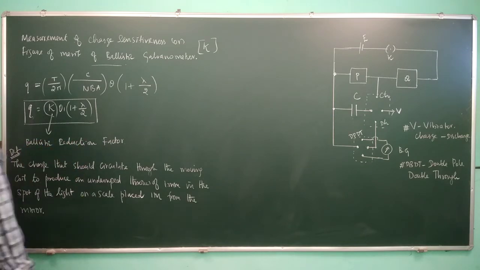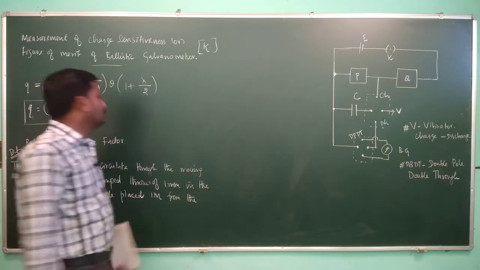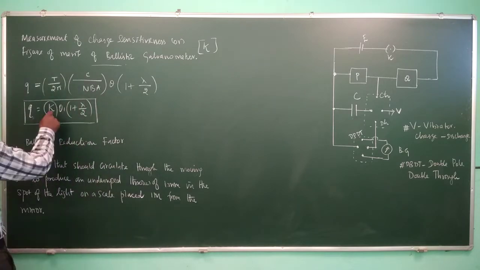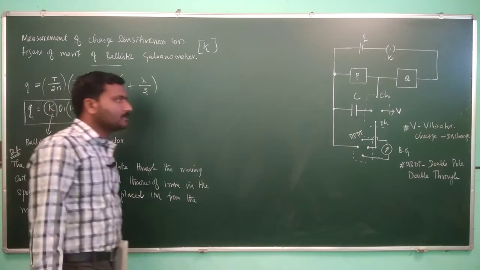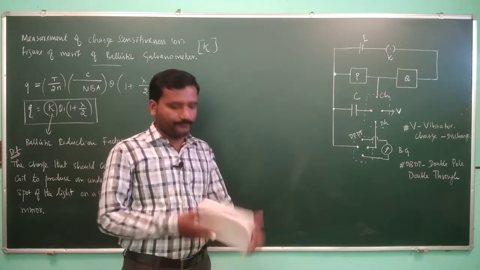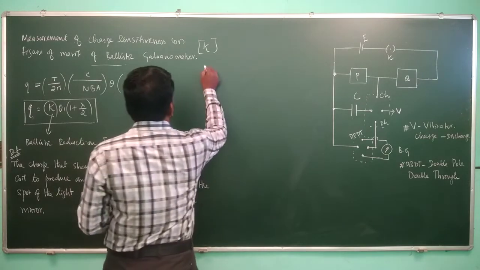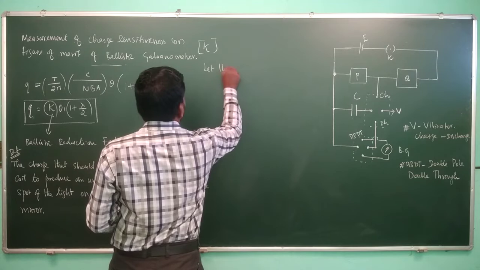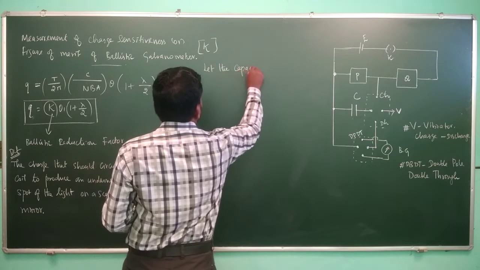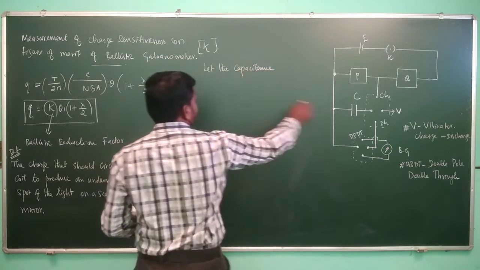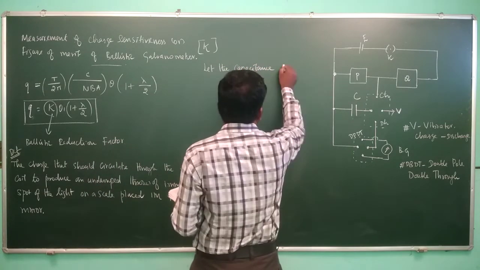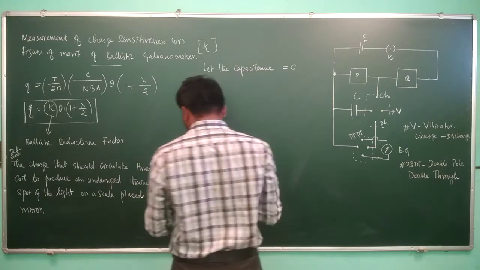So all these things are constant. Applying it, and if we rewrite this equation for K, then you will be able to get the charge sensitiveness of this ballistic galvanometer. Okay, and that is the thing. So for that, let the capacitance of this capacitor be equal to C.